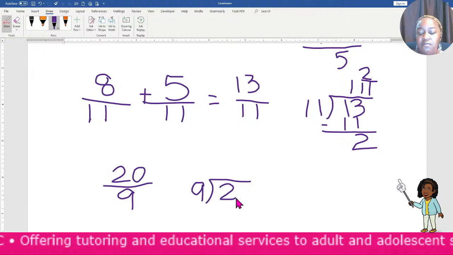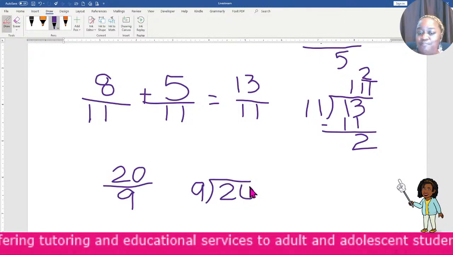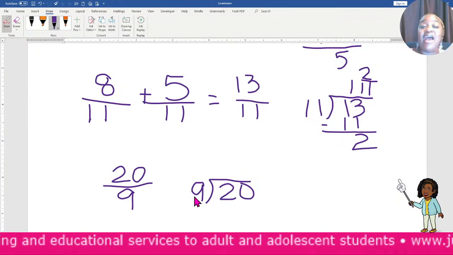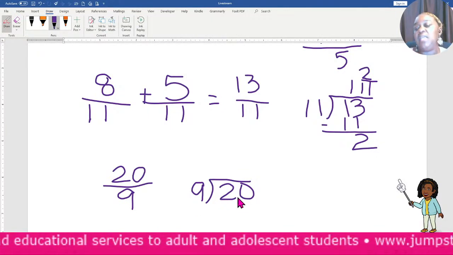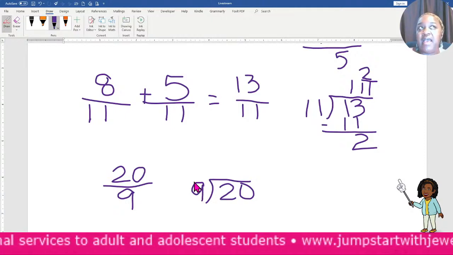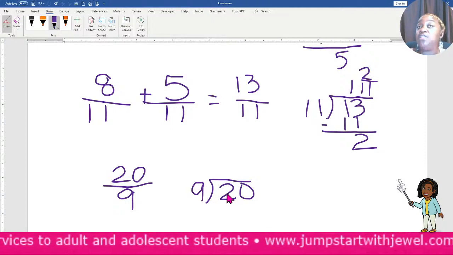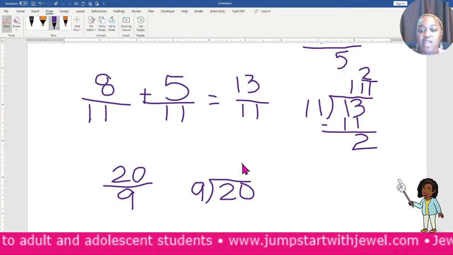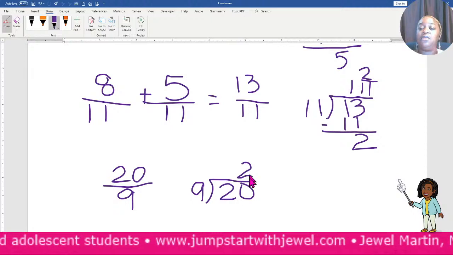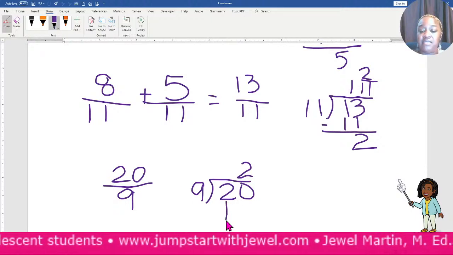divided into 20. You've got 20, I don't know, cupcakes. How many groups of 9 can you make out of 20? 20 cupcakes. So you know your multiplication facts. You know, okay, 9 can go into 20 twice. I can make 2 groups of 9, right? Because 9 times 2 is 18.